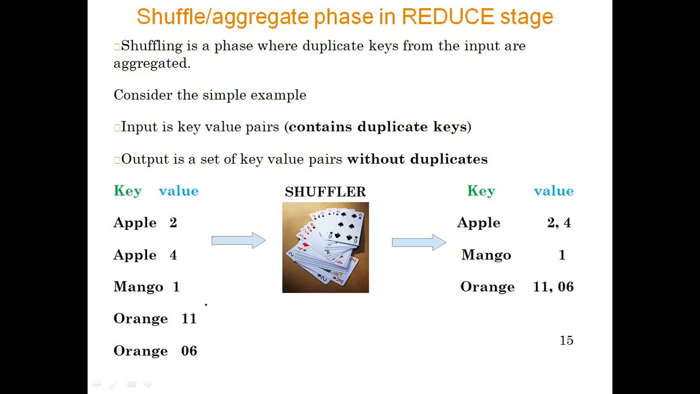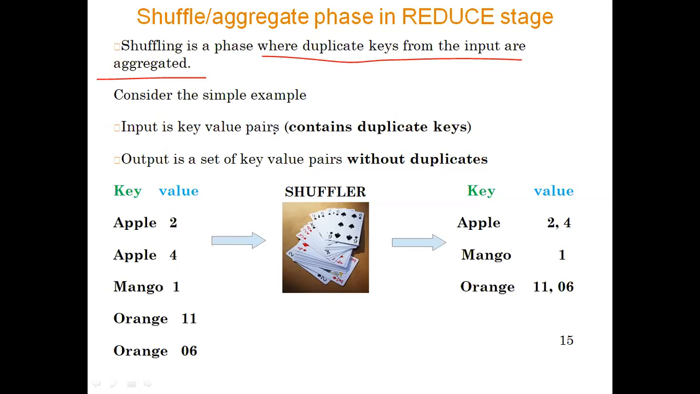So let's try to understand its behavior without worrying about the meaning of the data that we have discussed earlier. Just understand how it is working. It is simply removing duplicacy, and instances are clubbed in this case. Now what is happening? Shuffling is a phase where duplicate keys from the input are aggregated.